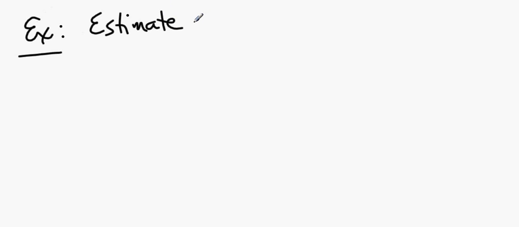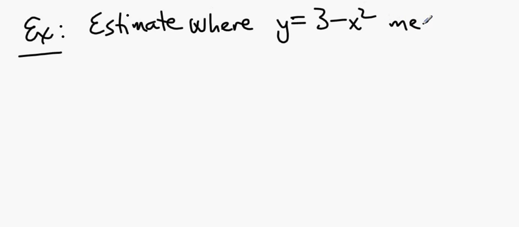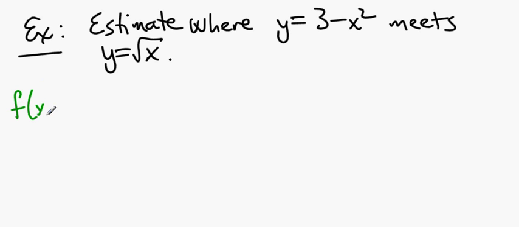So, Newton's method can be used to do one other thing. Let's estimate where y equals 3 minus x squared meets y equals radical x. Let's see where those two functions come together. And it's pretty easy if you think of some other function which is 3 minus x squared minus radical x, and we try to figure out where this function has a 0.